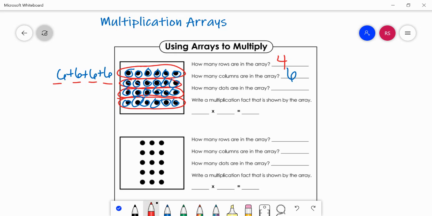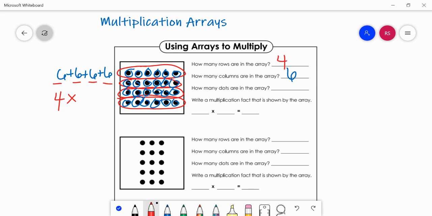So what do I multiply to figure this out? Instead of doing 6 plus 6 plus 6 plus 6, let's think about multiplication. How many groups did we say we have? Or how many rows do we have here? We have 4 rows, or we have 4 groups, right? So let's do 4 times how many are inside of each group, or how many are inside of each row? Show me with your fingers or shout it out.